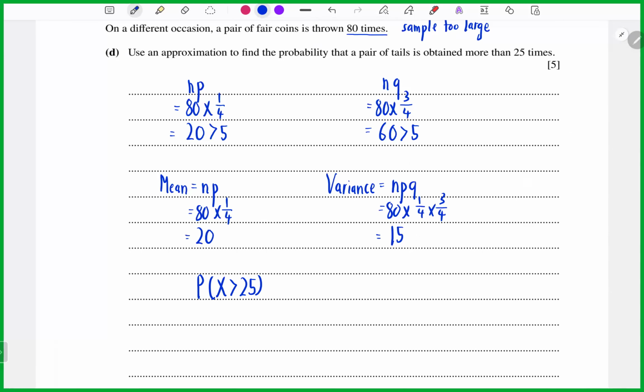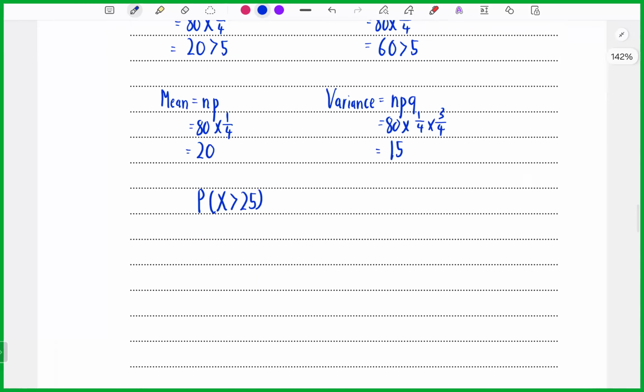Right now we need to change from the normal to the standard normal variable. It's more than, right? So you should write here P(Z more than 25 plus 0.5). Why do I need to plus 0.5 here? Because we need to do the continuity correction.